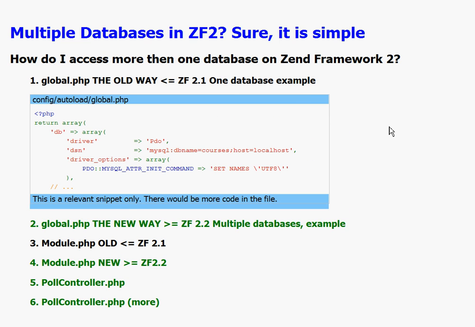This is how global.php looks like. It defines the database type, database name, and driver. It's important to know that it has the DB key in the array, and Zend Framework knows that DB means that there is database-relevant data in it.